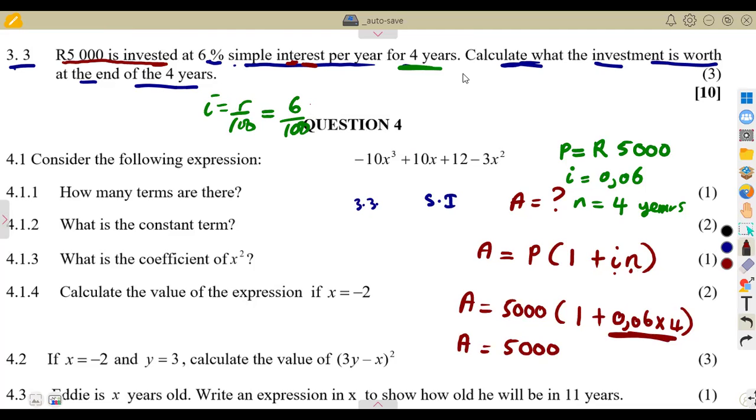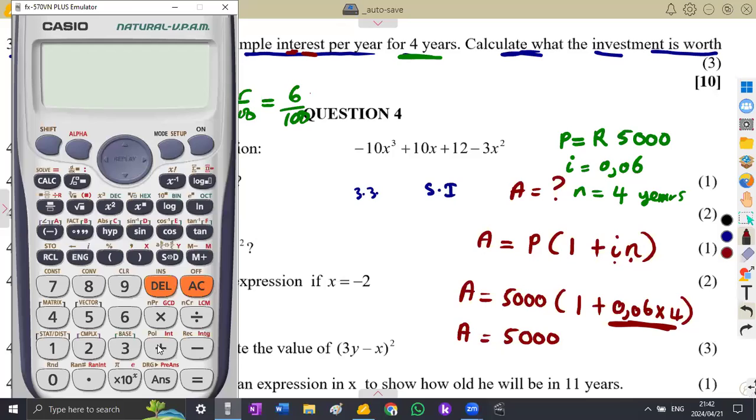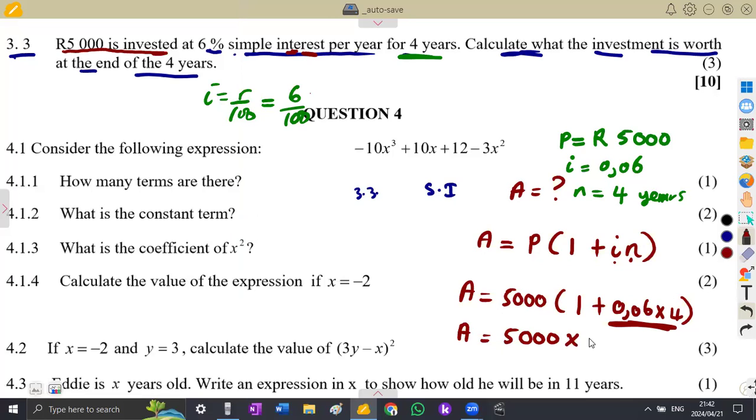All right, let's just use our calculator and see. That is 1 plus the product of these two numbers, 0.06 times what? Times 4, like this. You can even open a bracket to multiply these two numbers. So you're going to get a decimal of 1.24. It means we've got 5,000 times 1.24. So this is the amount accumulated at the end.